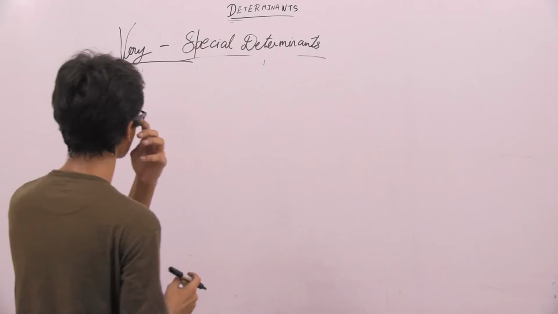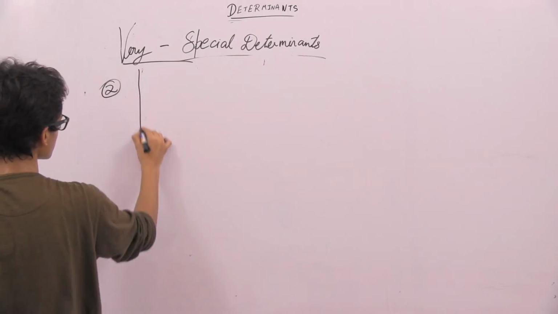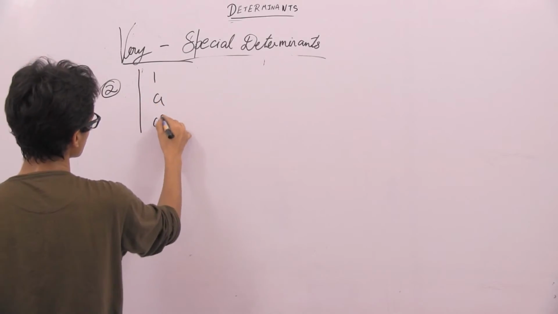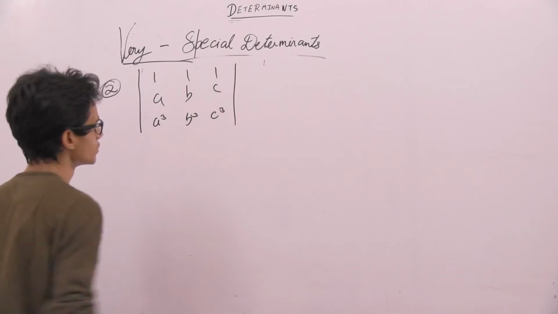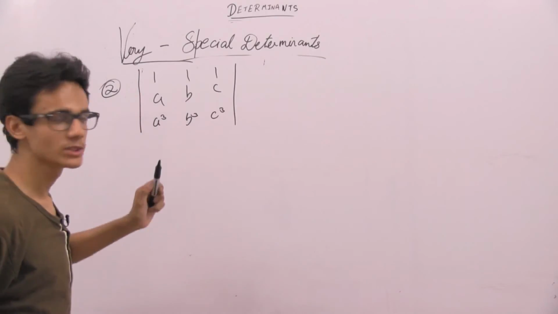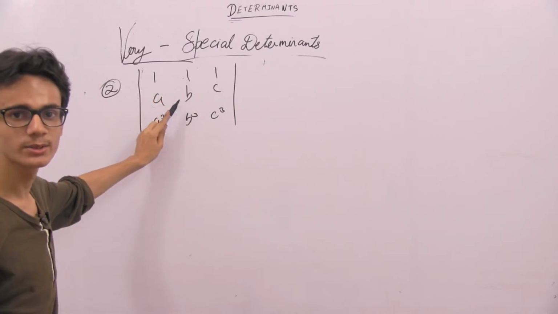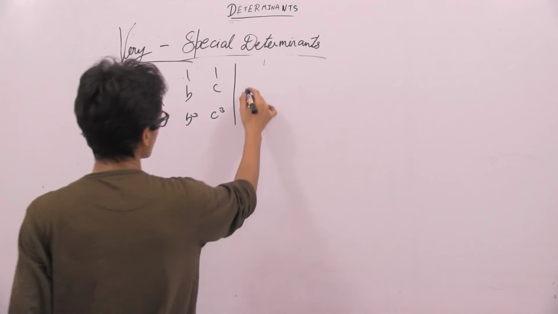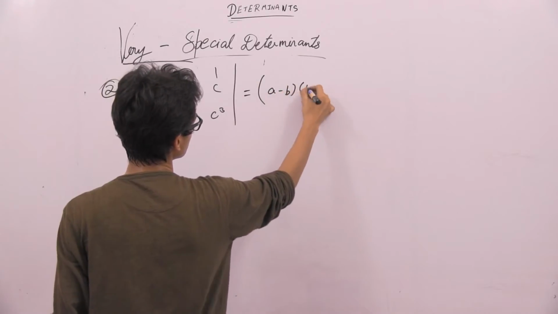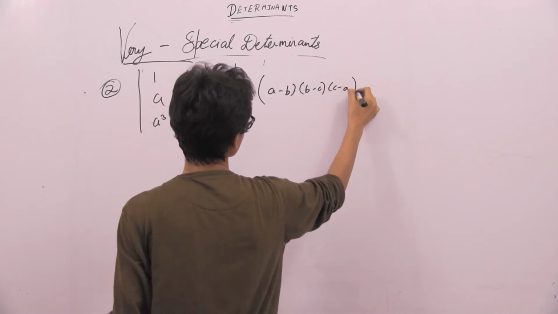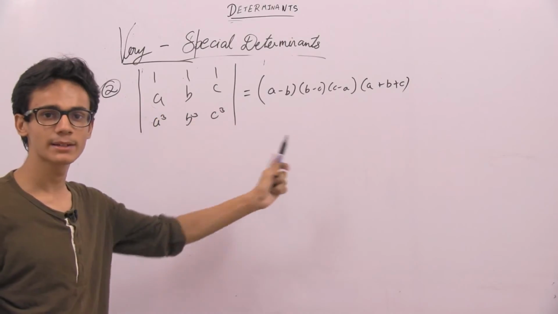So the next special determinant is 1 a a cube, 1 b b cube, 1 c c cube. So we are talking about a determinant in which we see values of type 1, then some value and its cube, 1, some value, its cube. So we have a direct formula which is a minus b, b minus c, c minus a times a plus b plus c. So whenever we see a determinant of this type, we can directly apply this formula.